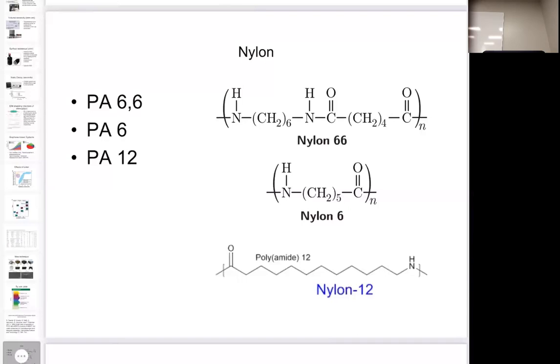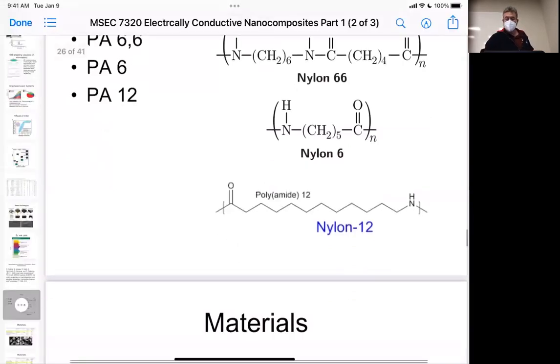And then nylon 12 is another lactam. It's just slightly longer. A little more thermoplastic, a little less hydrogen bonding available to it. Not quite as strong, but not that hard to process. Okay, so for this one, we're going to do that nylon 12, or that PA 12.